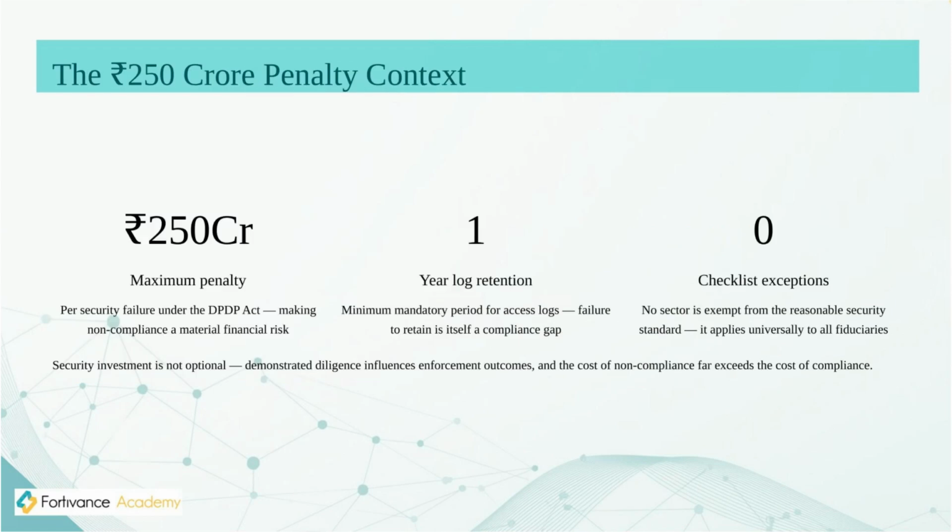Let's talk about the stakes, because nothing focuses the mind like understanding what's at risk. The DPDP framework carries serious financial penalties, and for failures related to security safeguards, we are talking about figures that can reach up to 250 crore rupees. Let that sink in. Now, why are the penalties set so high? Because the framework wants security to be a board-level concern, not an afterthought delegated and forgotten.